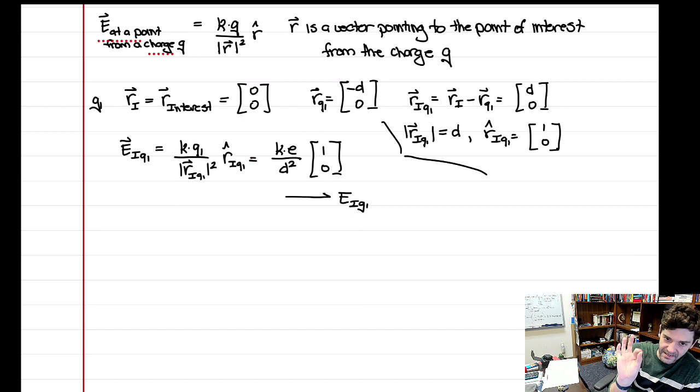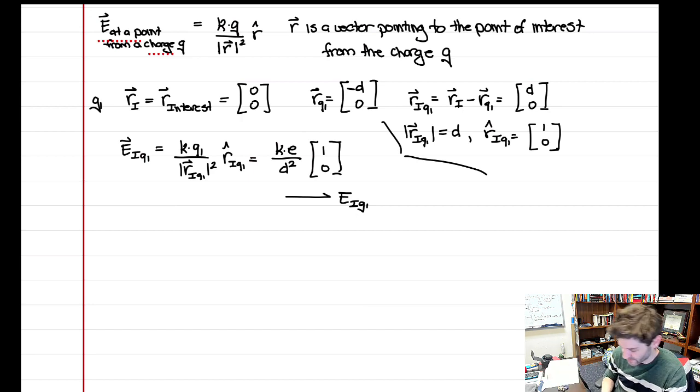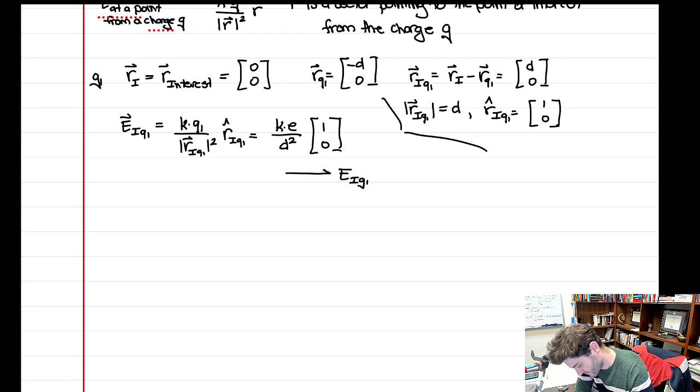Which again, if I were to put a tiny little positive test charge at the origin, the force on that little charge would point to the right. That is the direction of the E field. Then similarly, E at the point of interest from Q sub 2 looks like it would be k q sub 2, the distance to the point of interest from q sub 2 squared, all multiplied by the unit vector that points to the point of interest, the origin, from q sub 2.